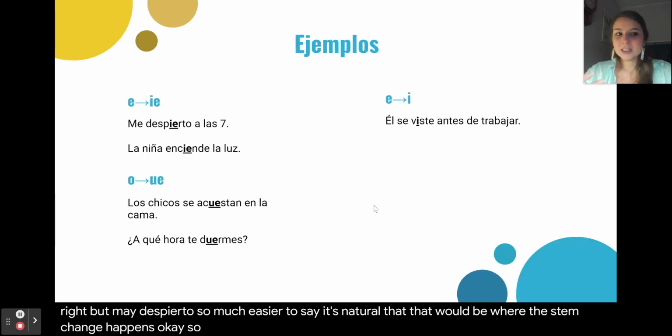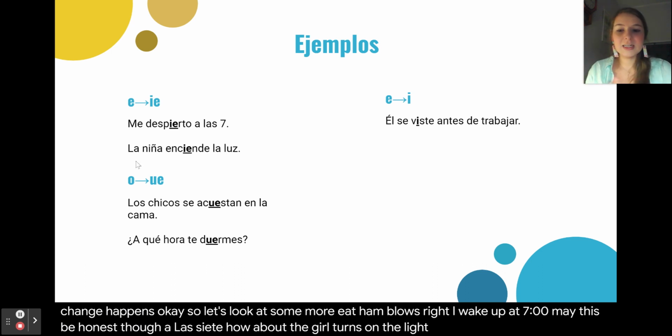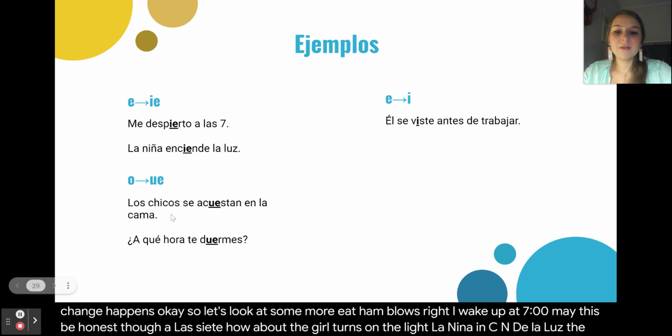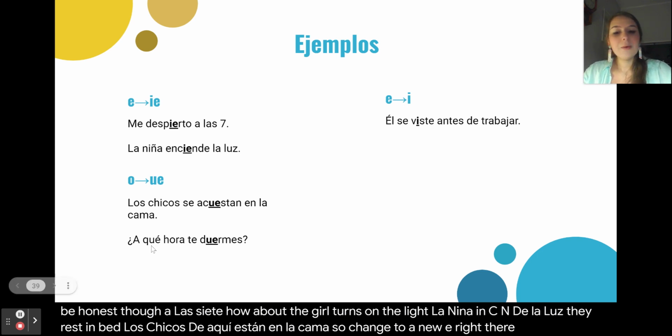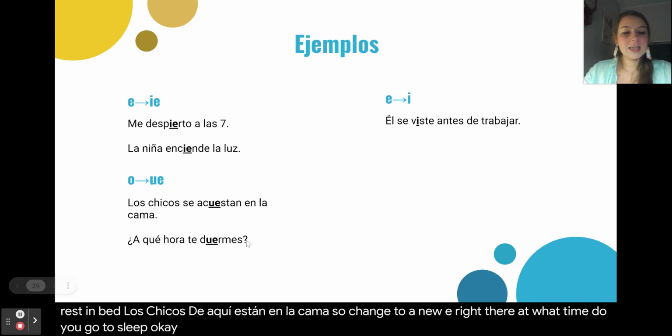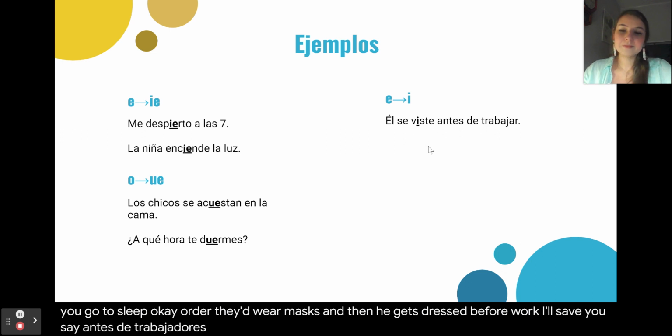Okay, so let's look at some more ejemplos, right? I wake up at 7, me despierto a las 7. How about the girl turns on the light? La niña enciende la luz. They rest in bed. Los chicos se acuestan en la cama. So the O changed to an UE right there. At what time do you go to sleep? ¿A qué hora te duermes? And then he gets dressed before work. Él se viste antes de trabajar.